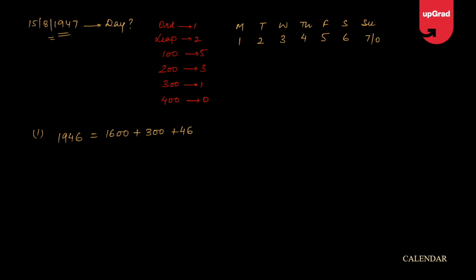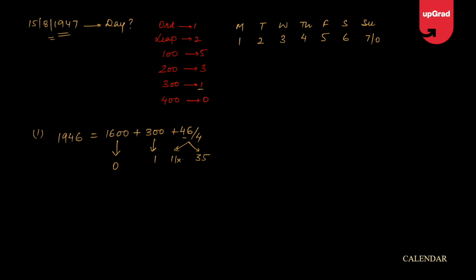Why did I do so? Because 1600 is a multiple of 400 and therefore it will have 0 odd days. 300 years will have how many? 1 odd day. So now my question is only on 46 years. Remember, it's a year, therefore we can't divide it by 7. So I have to calculate odd days in 46 years. What can I do? I have to divide it by 4 to get the number of leap and ordinary years. 4 11s are 44 and the remaining are 35 years. So I get 11 leap years and 35 ordinary years.